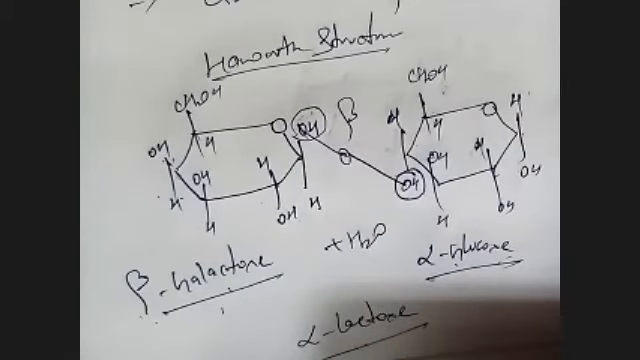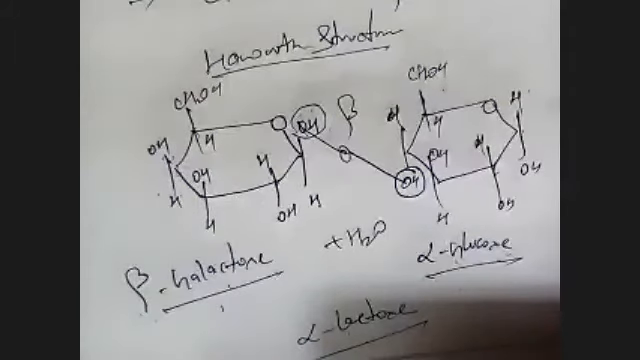If they ask you to write alpha lactose or beta lactose, you need to write like this. The bond that exists in lactose is a beta bond. Okay, it's a beta glycosidic bond. So this is your alpha lactose.